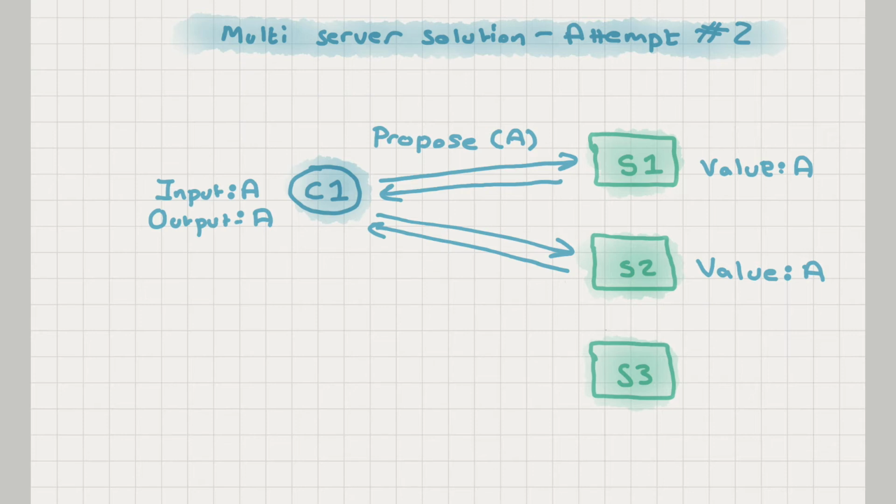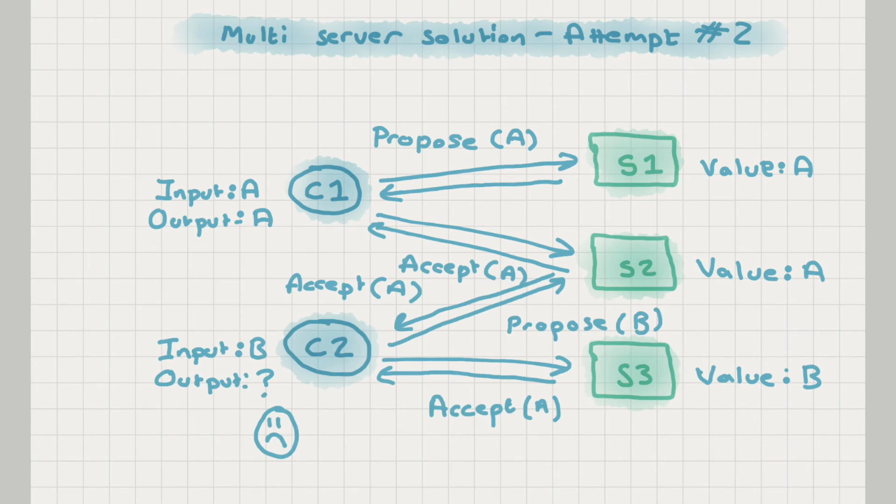So as before, we've got 3 servers and we've got our client C1 who's going to send propose A to the servers. Because we're using our new algorithm, the client needs to wait to get accept messages from 2 different servers, in this case server 1 and server 2. Once the client receives these messages, it can output the value A. Now a different client is going to come along, client 2, and they're going to send propose B to server 2 and server 3. Server 3 is going to respond with accept B, but server 2 is going to respond with accept A. This means that server 2 isn't able to learn which value has been decided unless it waits for a response from server 1.